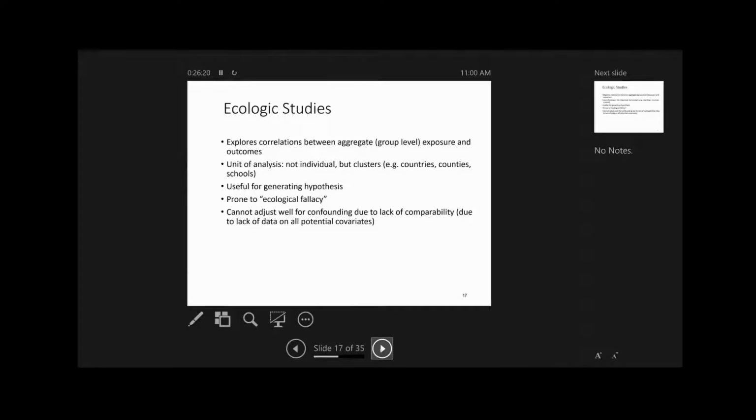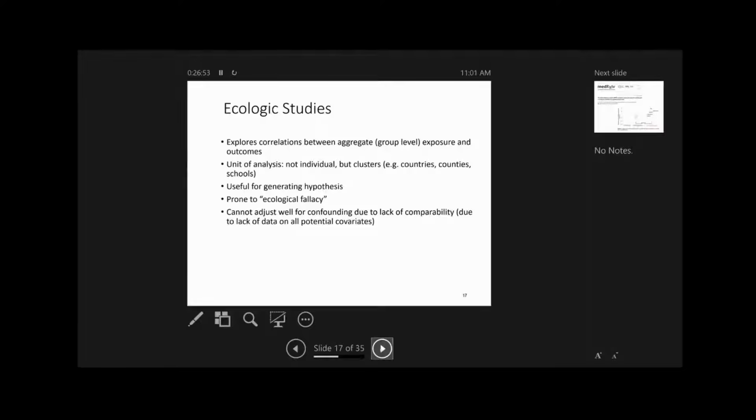Ecological studies, we already discussed that last class broadly. Here, you're not dealing with individual people. You're dealing with aggregate units. Unit could be a district. Unit could be a county. Unit could be a country. You take country level aggregate data, and then you try and see if there's any correlation between an exposure and an outcome. Okay? This is not based on individual level research. It's aggregate data. That's why it's called ecologic.